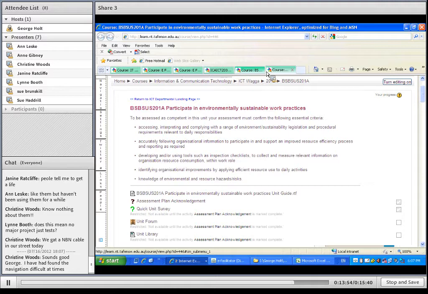Okay, participate in environmentally sustainable work practices. Again, by the end of this week, when you come down the bottom here, you'll see I've already started it, I've got the breakup of what we need to cover. And you can see up the top I've got a toolbox. That toolbox has the resources for that unit that you can access. And when it opens up, the resource for this one's actually really, really good.